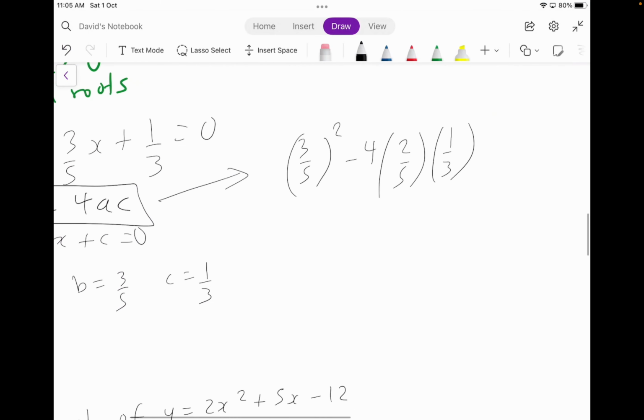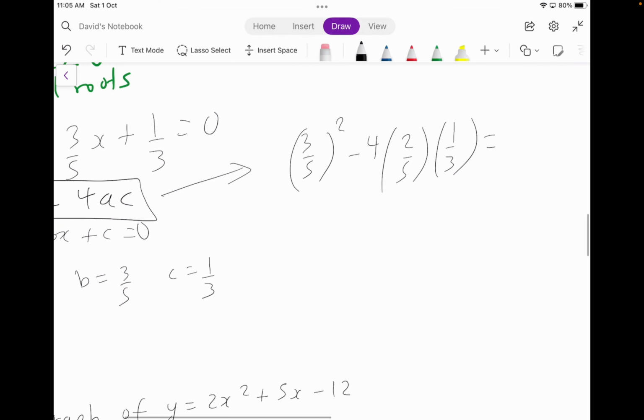Once you simplify this, you should get a value in your calculator. Do use your calculator for the exam. It's much better because they allow you to do that in the exam itself. You put this in your calculator and you should get a fraction of about negative 13 divided by 75. This should be your value.